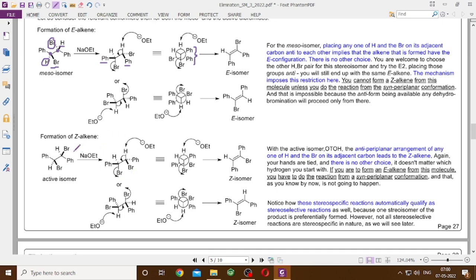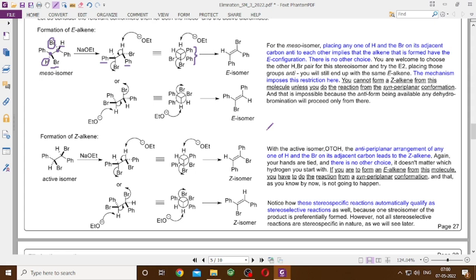From this active isomer, if you want to make the E alkene, then you have to break the anti periplanar orientation and go to syn periplanar. As we know, that is not going to happen, because this anti periplanar orientation is happily accessed. Syn periplanar orientation is used only if the molecule cannot access anti periplanar orientation. Here there is no problem with anti periplanar orientation, so the reaction will take place from the anti periplanar orientation, and the mechanism has forced your hands. You have absolutely no choice in the mechanism.